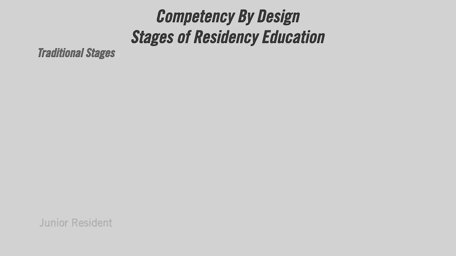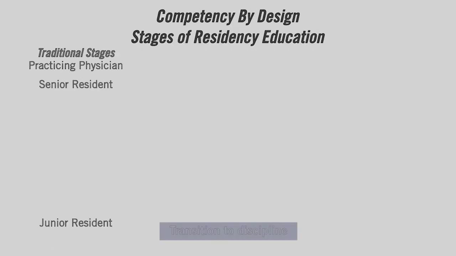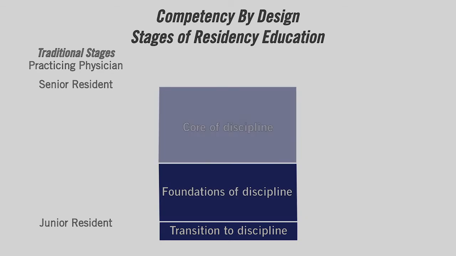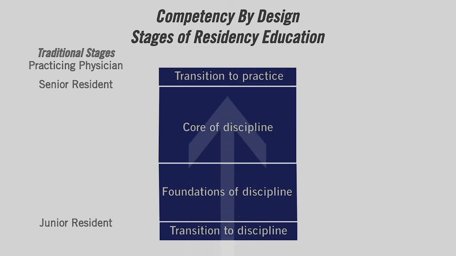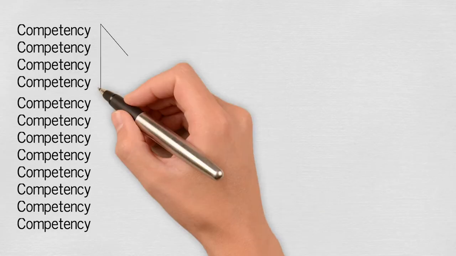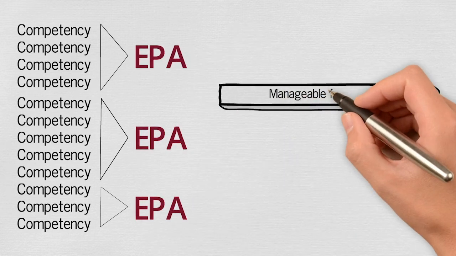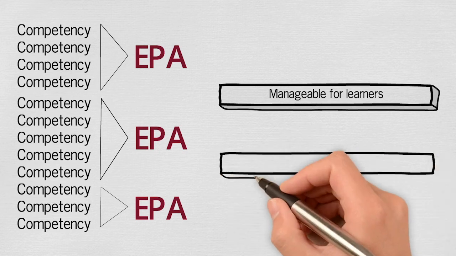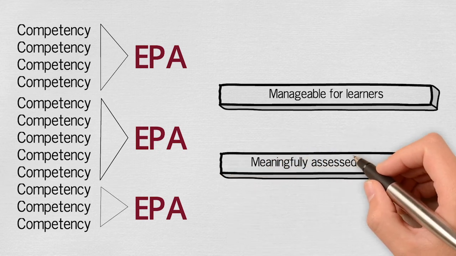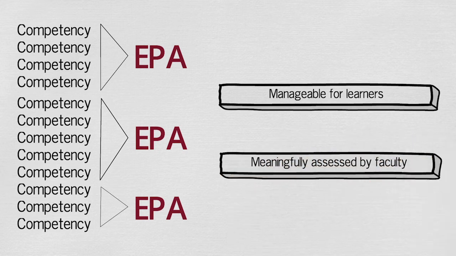Residents are expected to achieve the EPAs by the end of each stage of training, and teachers are to confirm that the EPAs have been achieved. EPAs represent the integration of a large number of competencies into a manageable number of activities for learners. They also enable supervising faculty to meaningfully assess residents during the training program.